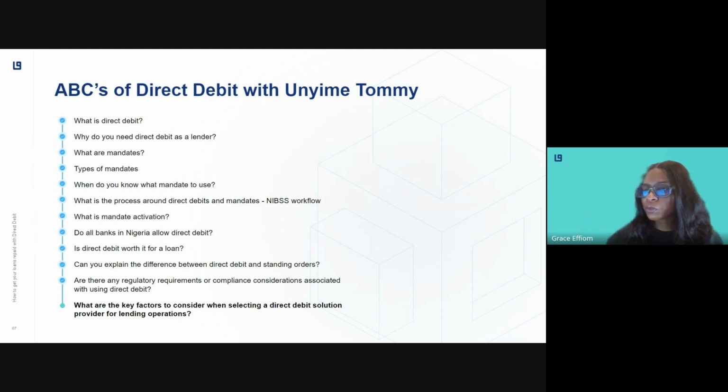So yes, a simple email to your lender, and the lender just goes ahead and informs whoever the provider is, and the mandate will be cancelled. There is not too much drama around there. I will take the next question.